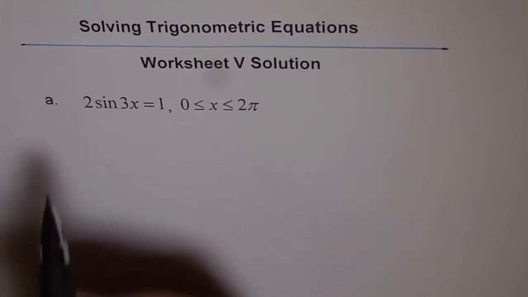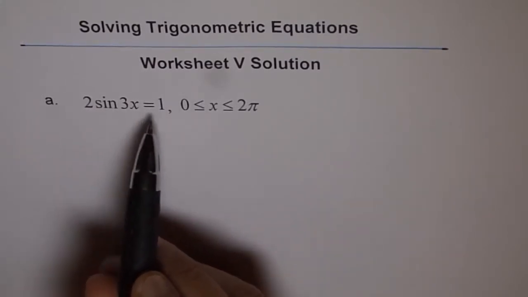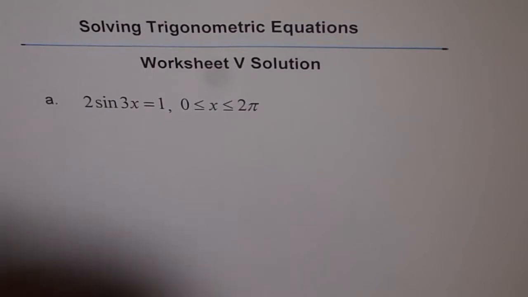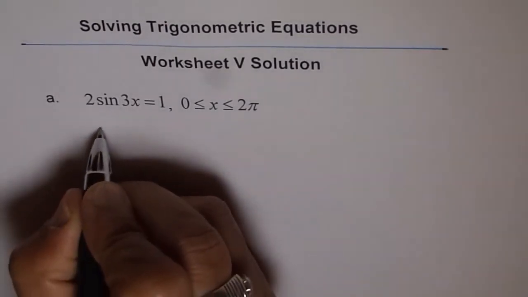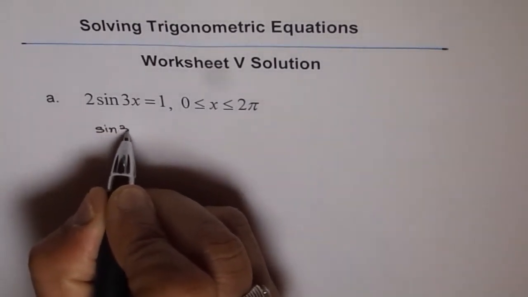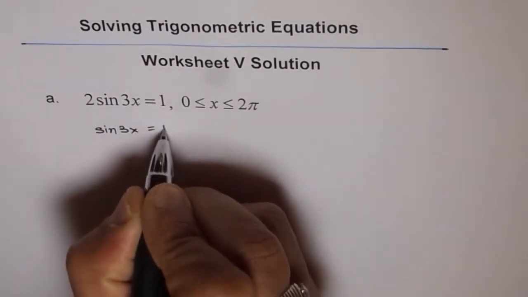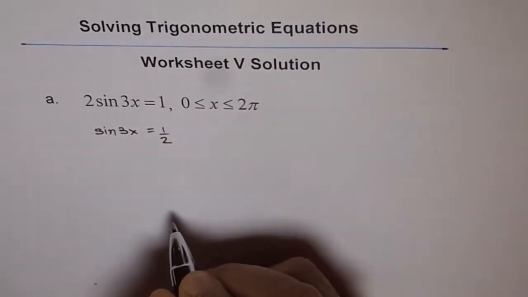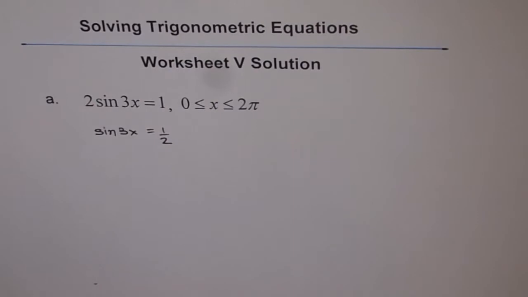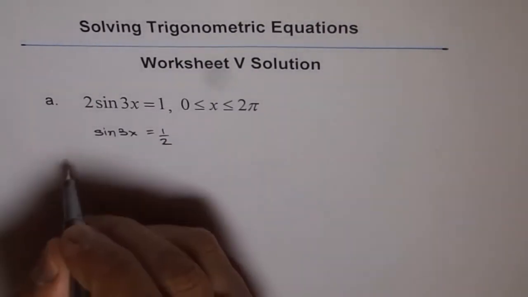The question here is 2 sine 3x equals 1. Very simple, right? So what is sine 3x? We get sine 3x equals half. And so sine 3x is half. We can make a special triangle and find out all the answers.